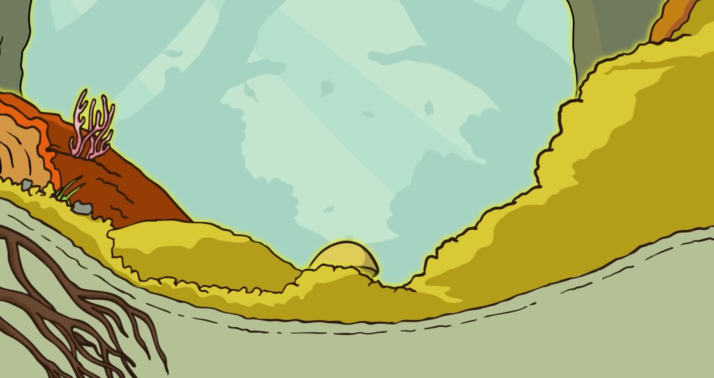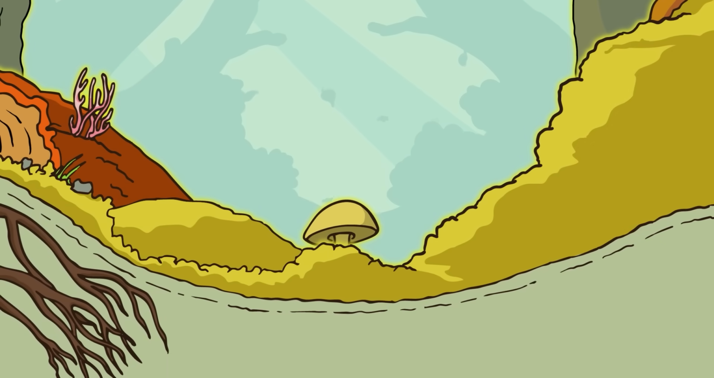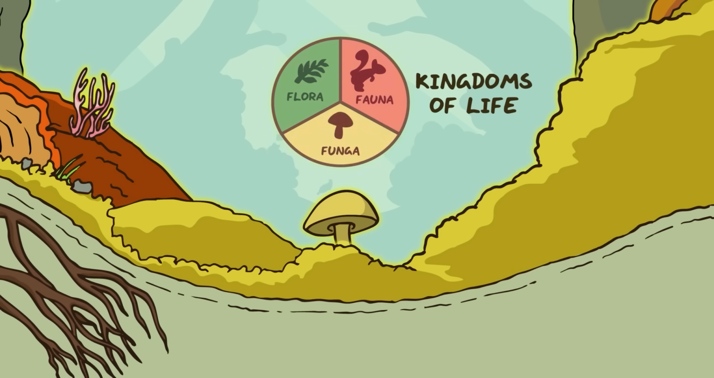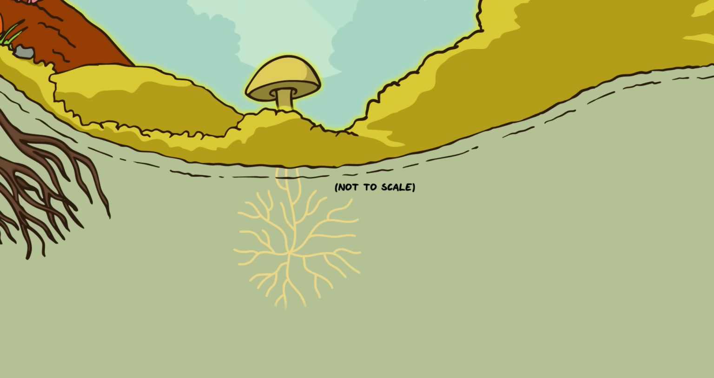Pushing upwards out of the forest floor in the glow of the autumn light, we have a mushroom. It shares the forest with the plants and the animals, but it's not a plant and it's not an animal. It's from an entirely separate kingdom of life, the kingdom of fungi. This mushroom is only one part of this fungus. It's the fruiting body grown for reproduction. The rest of this fungus lives hidden out of sight below ground.